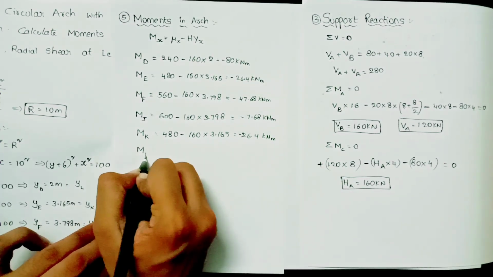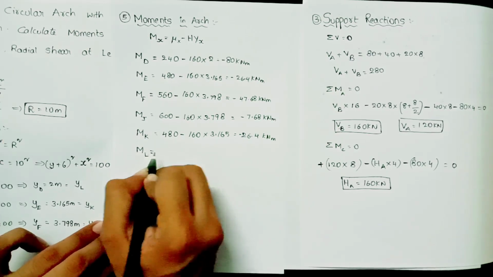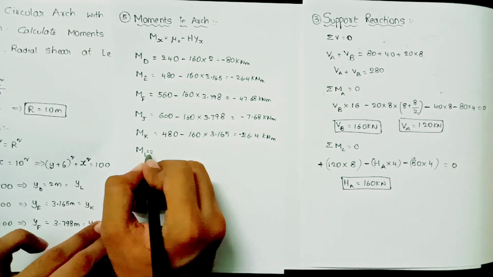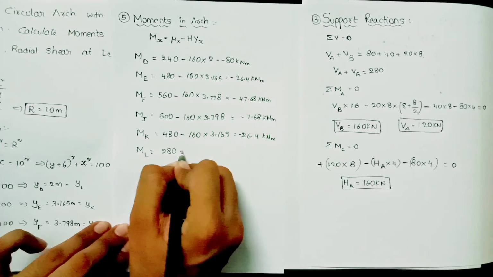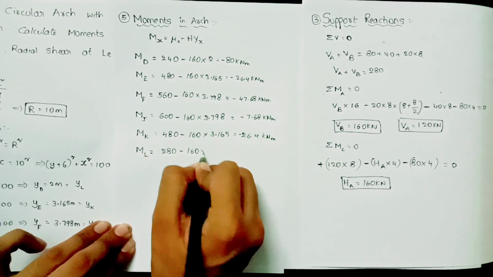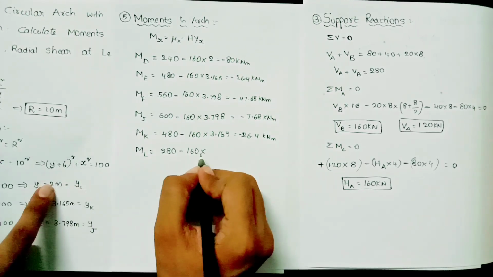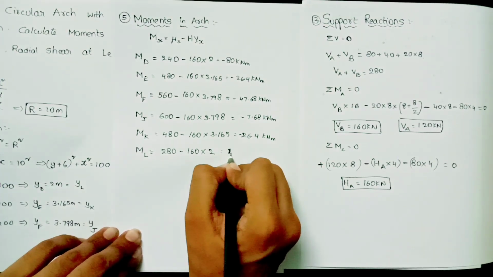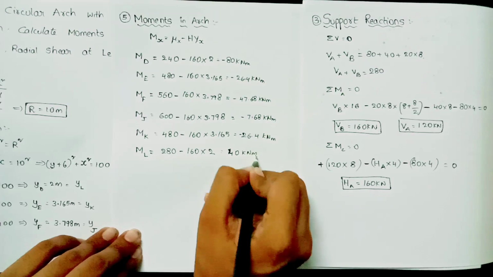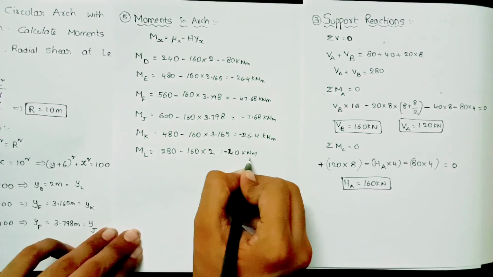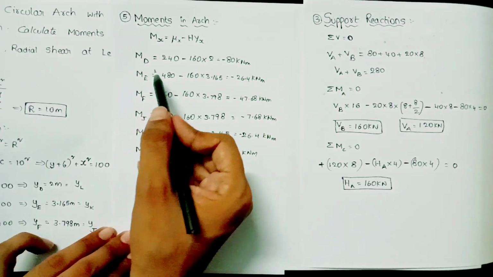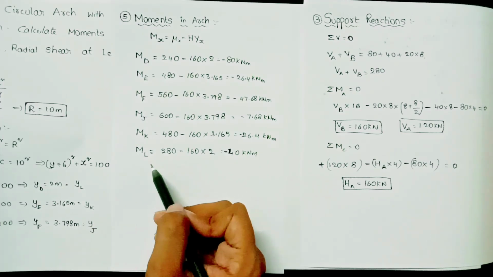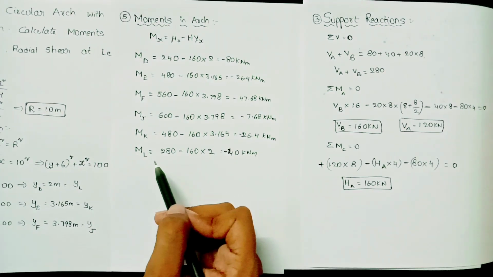Now the last point, ML. So moment at point L equals MuL. MuL is obtained as 280, minus horizontal reaction 160, and yL equals 2. So the value is again 40 kilonewton meter. It is a negative moment, so minus 40 kilonewton meter. So these are the points at which we have calculated the moment at each and every point.